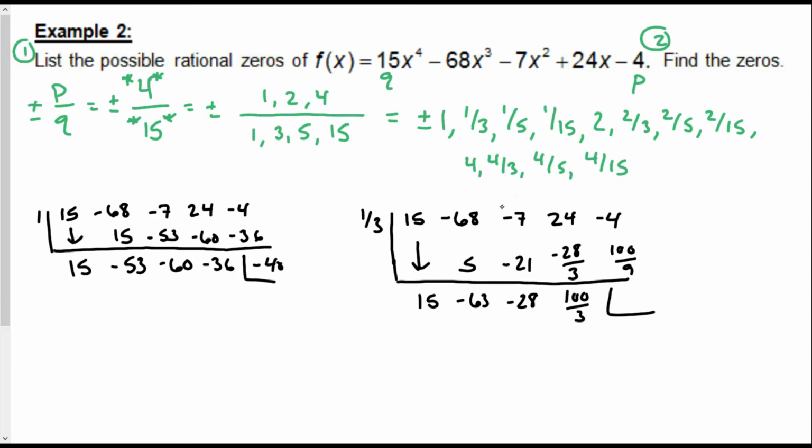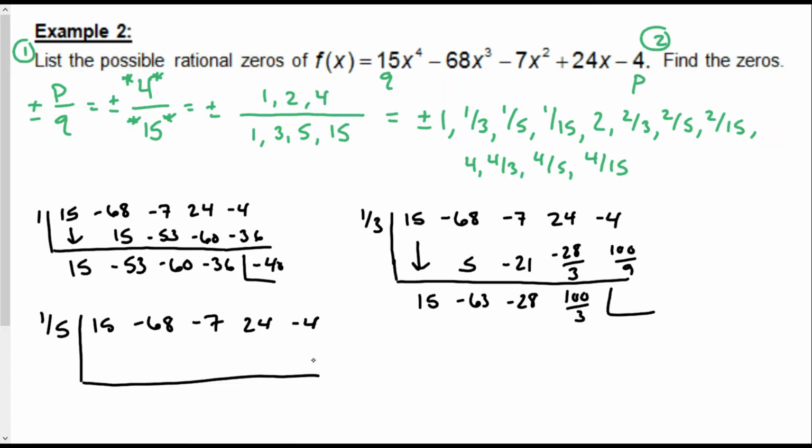All right, so let's go through and let's try 1/5. Maybe we'll have better luck with that one. So let's go through and set up our problem. So we've got 15, negative 68, negative 7, 24, and negative 4. Let's see what we get. Just like before, when we were using 1/3, it really means we're dividing by 3. So 1/5 is really dividing by 5. So if we copy down that first number and then divide it by 5, so 1/5 of 15 is 3.